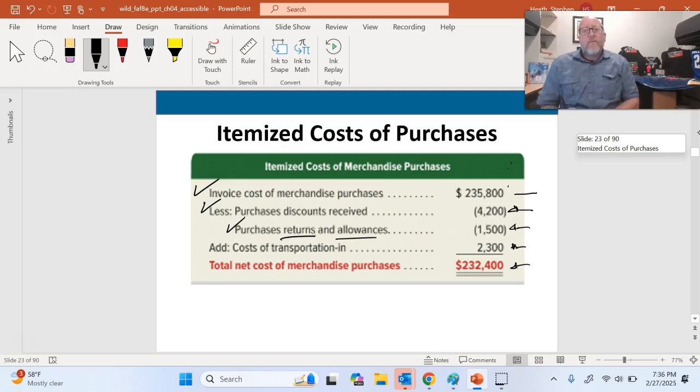And then we obviously dealt with the cost of transportation. What I would keep in mind is every time I'm dealing with the purchase side of the operating cycle, my merchandise inventory T account is getting hit in each one of those journal entries.